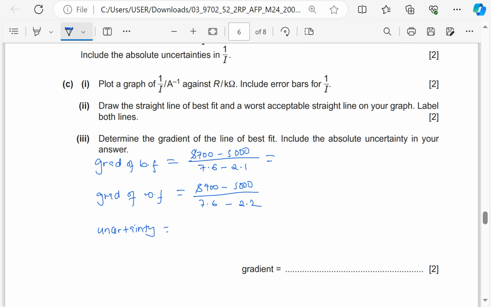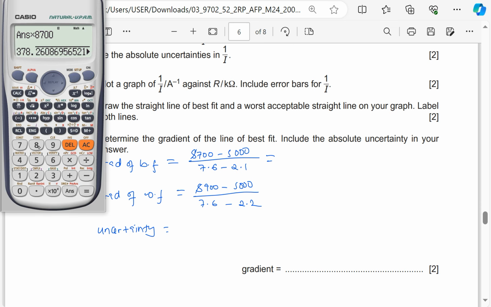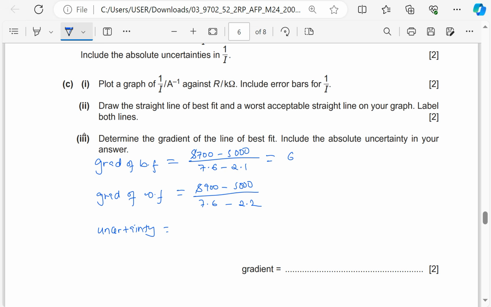So this is going to be 8,700 minus 5,000 divided by 7.6 minus 2.1. So this is giving me 672.7. I'll just round this off to 673. Of course, the units are not asked, but you can check them. On the vertical, it was per ampere. On the horizontal, it was kilo ohms. Remember that.